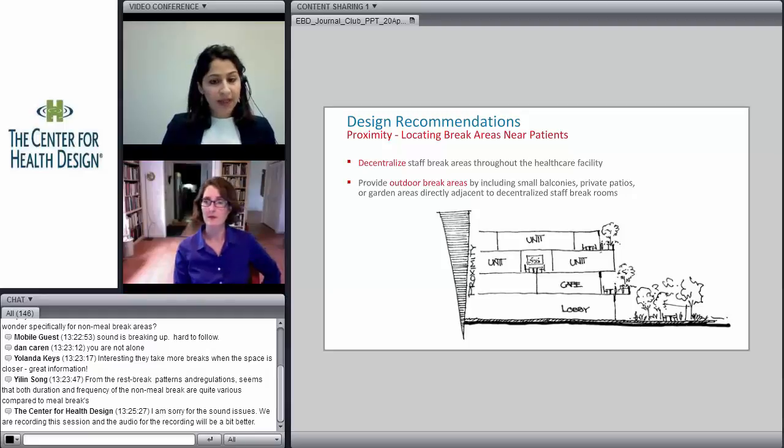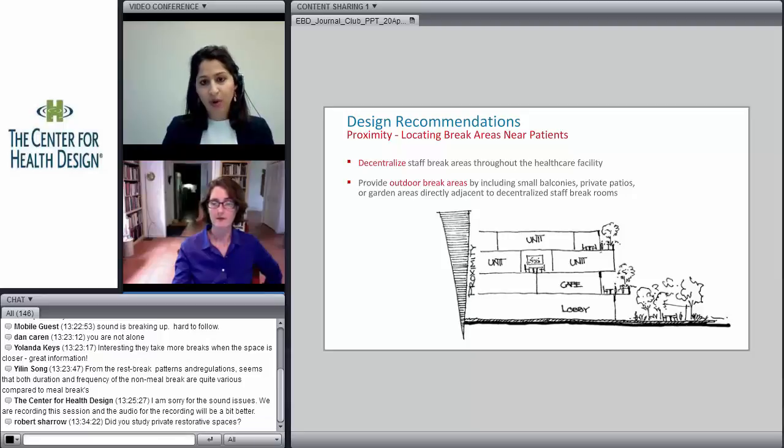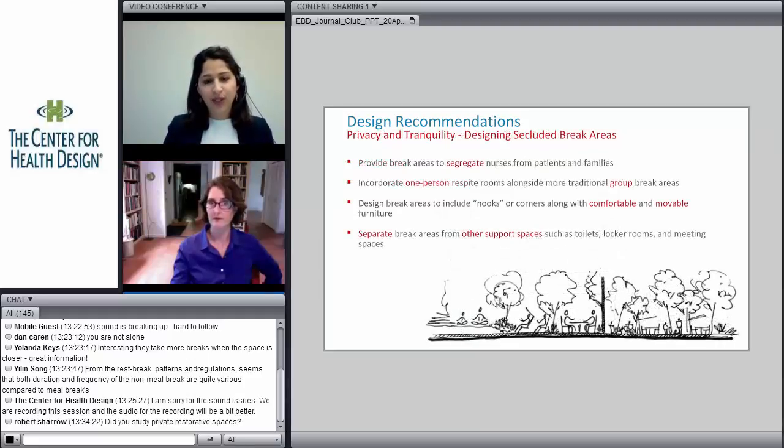And in terms of the design recommendations, we are going to just summarize what we have talked about in the results section. So proximity is very important: decentralizing the staff break areas throughout the healthcare facility. If we are going to provide an outdoor break area, we should do that by including small balconies, private patios, and gardens that are directly adjacent to those staff break areas. That would be the ideal situation.